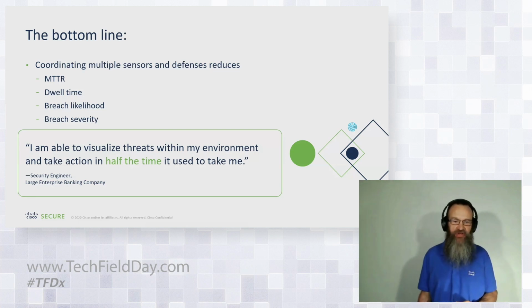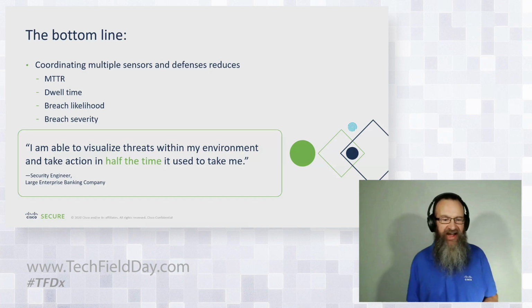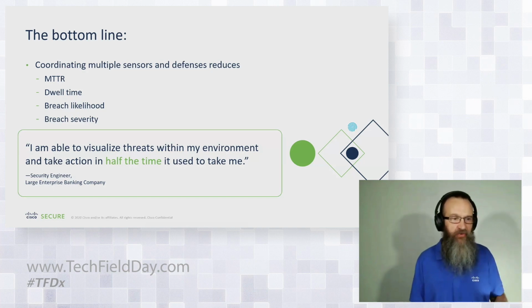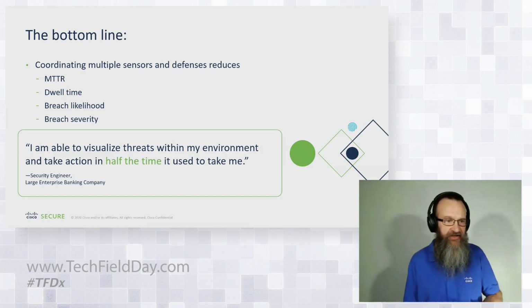I'm able to visualize threats within my environment and take action in half the time it used to take me, a 50% reduction in MTTR. And what that means, of course, is a 100% increase in what that team gets done. Because like I said at the beginning, they're not sitting around for the 50% of the time that they saved.